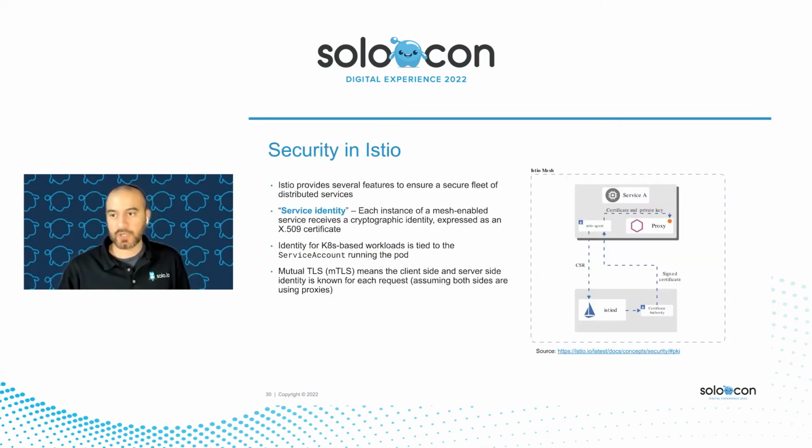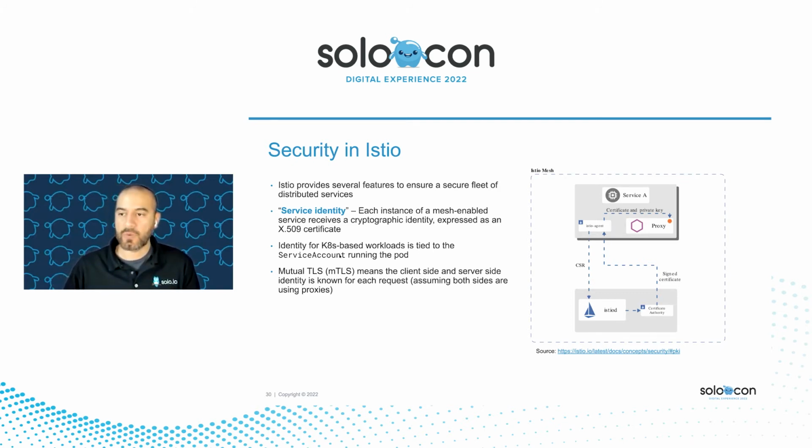First, we'll talk about security in Istio. Istio has a very powerful set of features related to security. One of the core concepts in Istio security, though, is the concept of a service identity. That means each workload instance in the service mesh has a cryptographically verified identity. That's done using X509 certificates, and it's also based on the service account of the pod that's running.